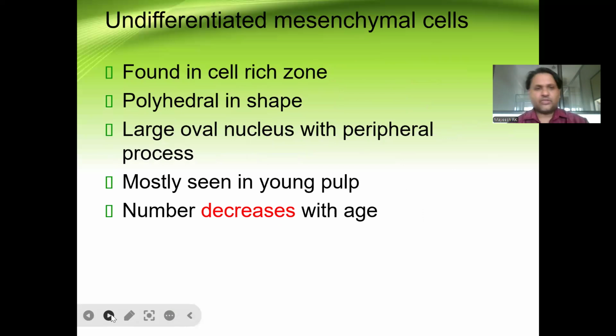Undifferentiated mesenchymal cells, very important. Pulp is a rich source of undifferentiated mesenchymal cells. They're found in the cell-rich zone, polynuclear in shape, seen in young pulp, and you're going to have a decrease of all these cells as you grow older.